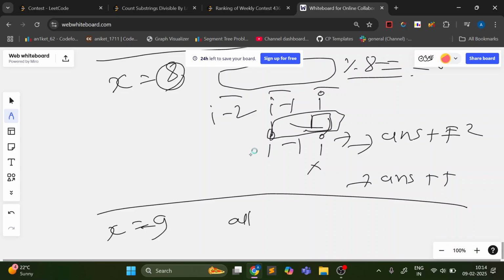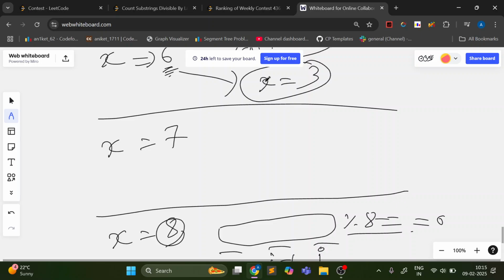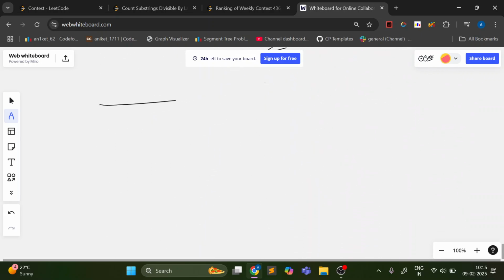Here the total sum of digits should be divisible by 9. So we can implement the same logic as 3. The only difference is the mod value here would be 9, not 3. In 3 the mod value was 3, here the mod value would be 9. So implement the same logic as 3, just change the mod value. Now the only case which is remaining is x equal to 7.